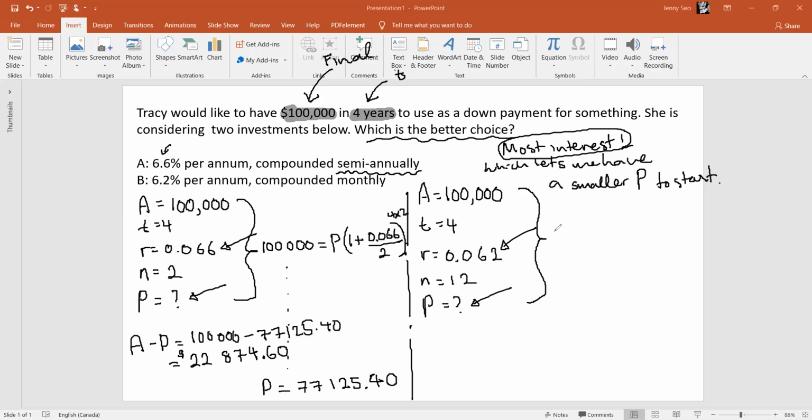So in this case, my rate is smaller. I have $100,000. That is equal to my principal, 1 plus 0.062, but I'm doing it 12 times a year, 4 years times 12. Again, I'm going to assume that you are able to do this in the calculator. Would you do that with me and see if you get the same answer?